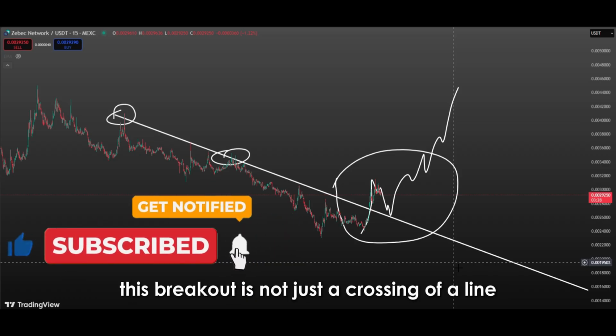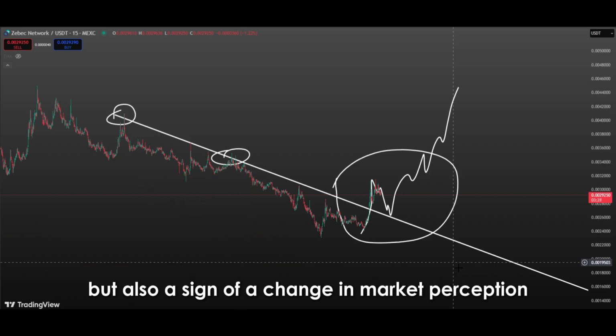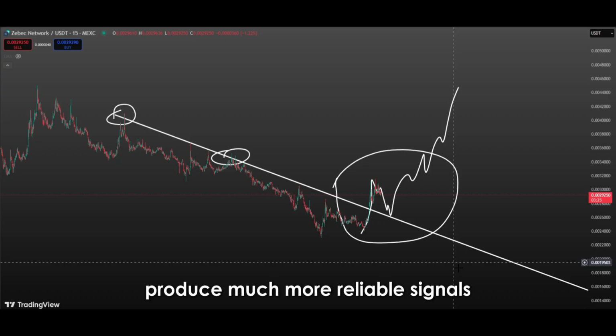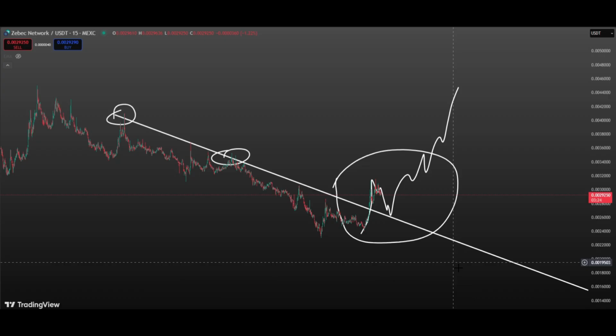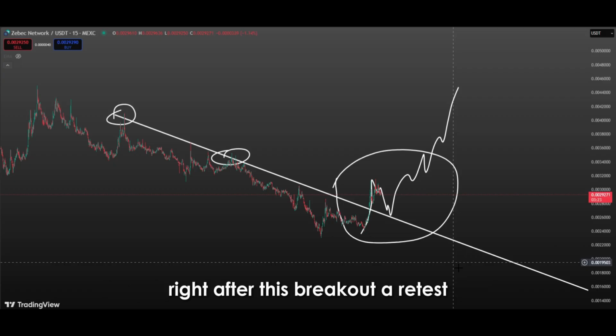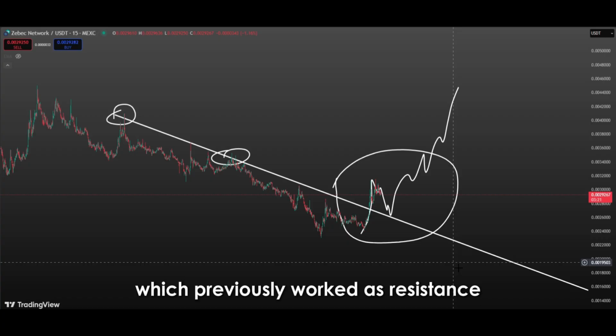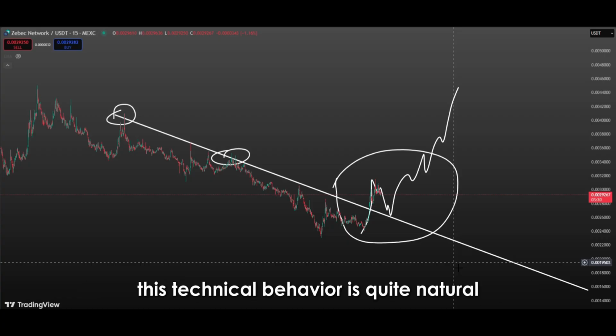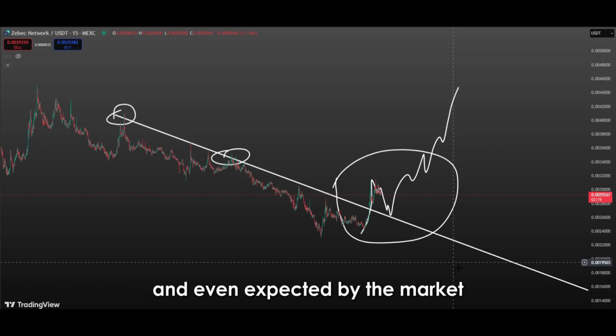This breakout is not just the crossing of a line, but also a sign of a change in market perception. Such breakouts, especially when accompanied by an increase in volume, produce much more reliable signals. In the current situation, the price exhibits a classic technical behavior right after this breakout, a retest. That is, this falling trend line, which previously worked as resistance, is now being tested to see if it can work as support. This technical behavior is quite natural and even expected by the market.